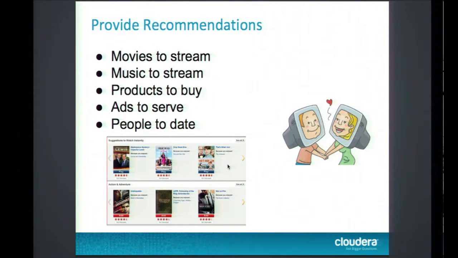Providing recommendations. This is the third one. This is huge. Any institution with tons of customers needs to do this. This is how Amazon knows that because I bought a dress for my ex-girlfriend a couple of years ago, it should keep showing me that same dress. Which is a really important task for machine learning.